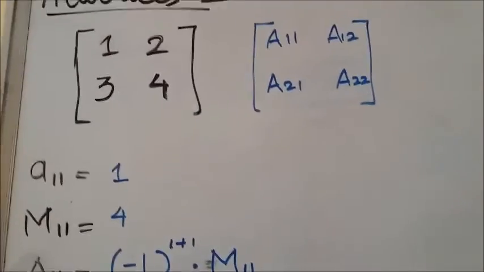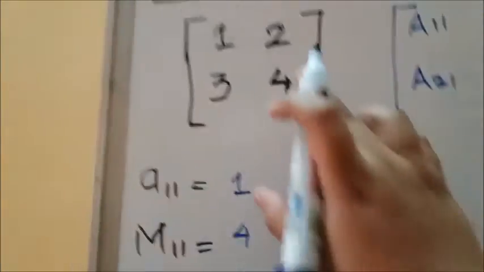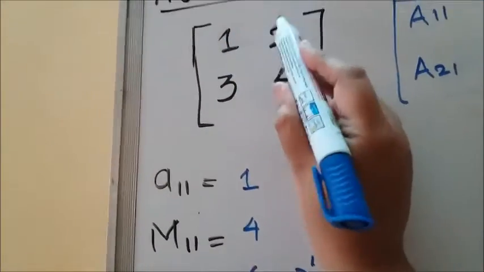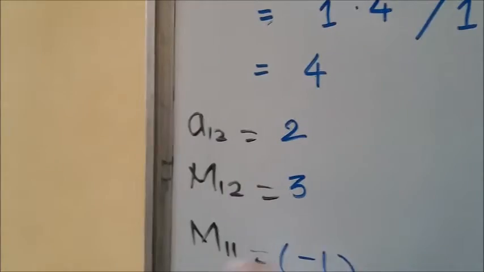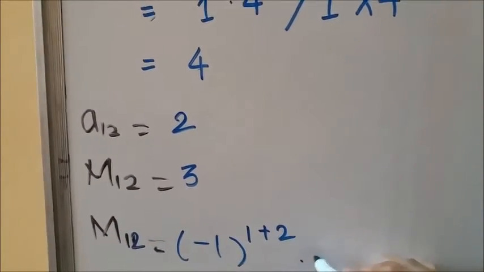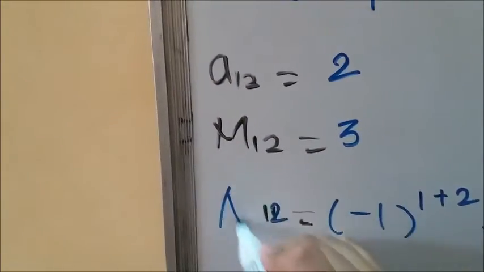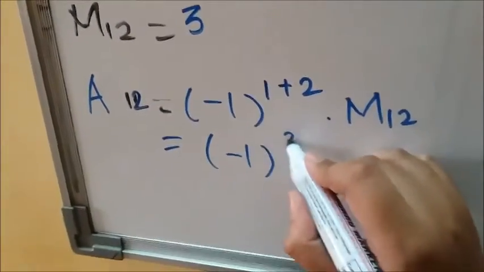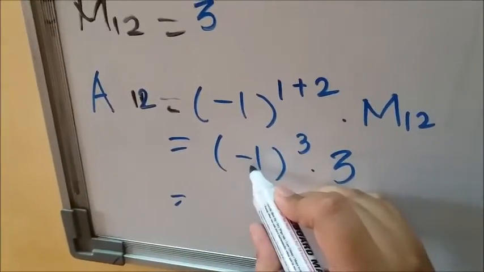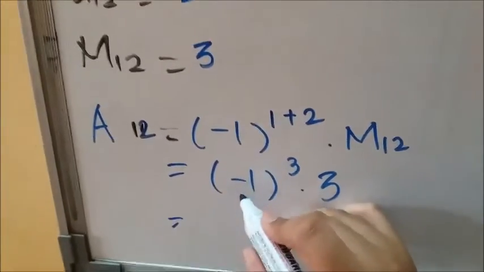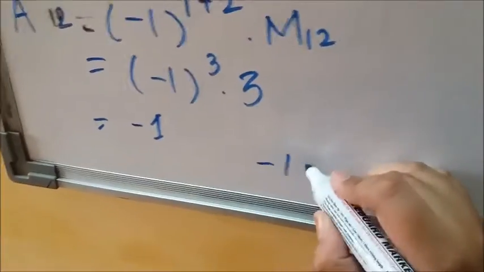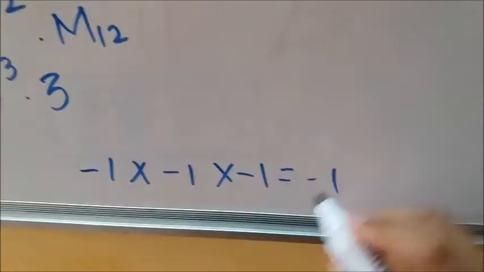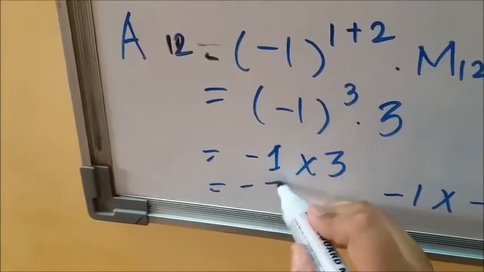Same way I will calculate the others. A12, so that would be 2. M12, so I have to skip the first row and second column, so the remaining digit is 3. Now A12 is minus 1 raised to 1 plus 2 into M12. Minus 1 raised to 3. Minus 1 into minus 1 is plus 1, into minus 1, as it is the power of 3, so I have to write it as minus 1, because it would be like this: minus 1 into minus 1 into minus 1, so that would be minus 1. Into 3, that would be minus 3.